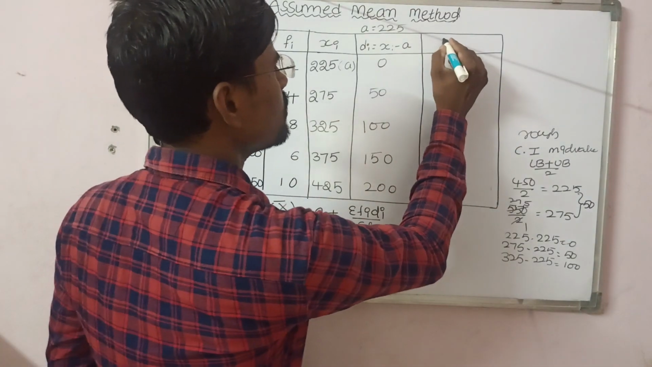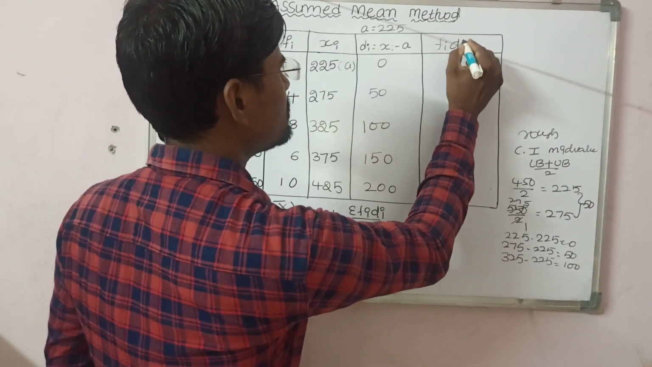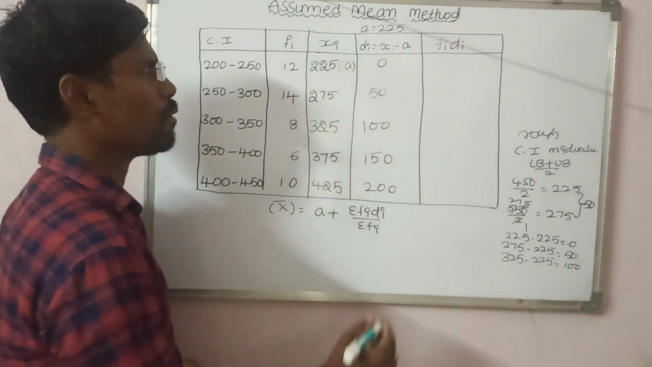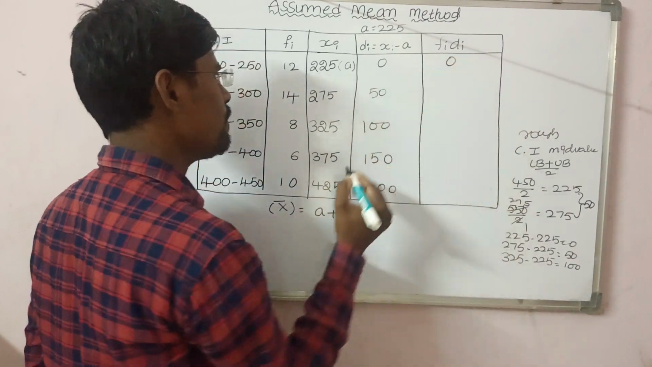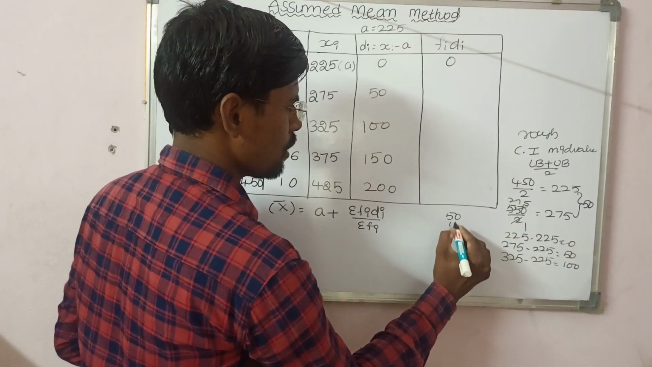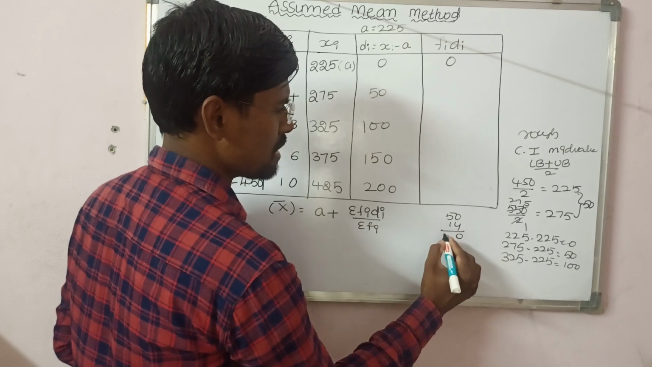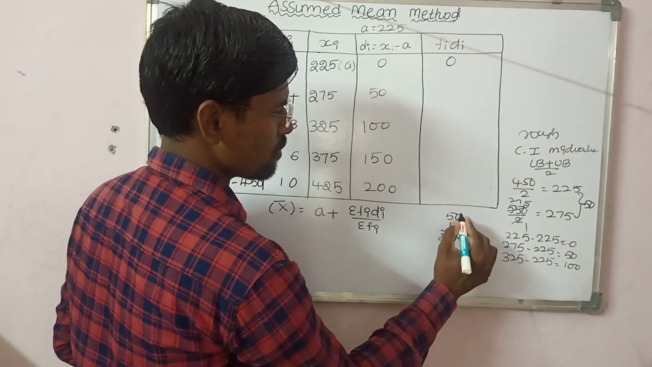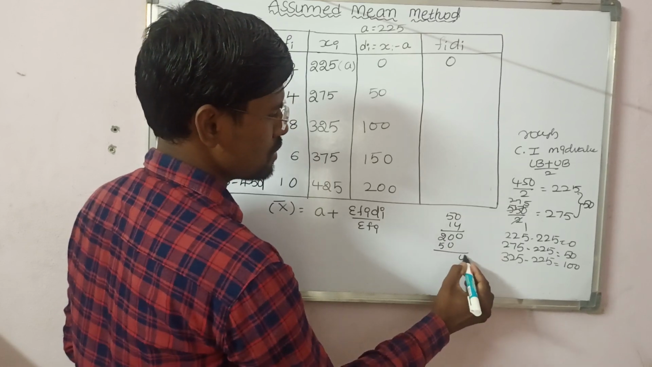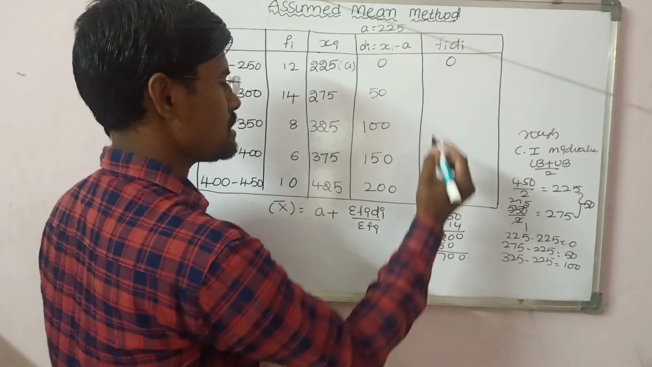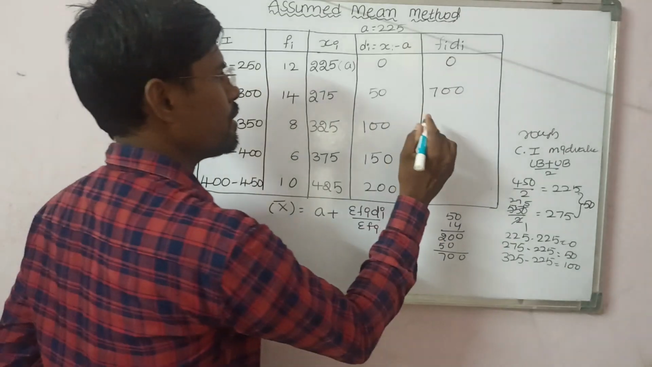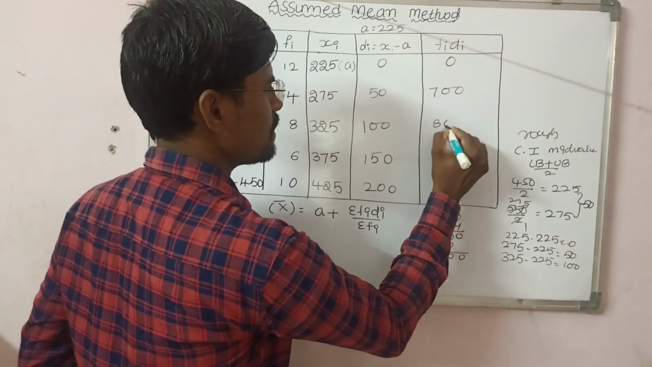At the final stage, we have to multiply fi and di. Now fi is 12, di is 0, so 12 into 0 is 0. Then 14 into 50. Doing the multiplication, 4 zeros are 0, 4 fives are 20, 1 into 5 is 5, plus 2, so we get 700. That is the second fi di. Then 8 into 100, automatically it is 800.